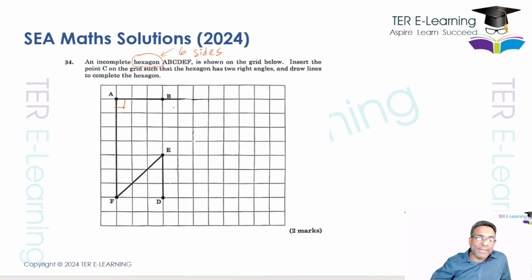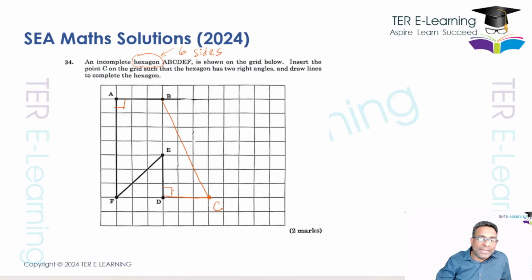So if you want to get the point C, we could put C anywhere along this line actually, right? If I put C here, and I join this here, how many sides do we have there? 1, 2, 3, 4, 5, 6. So that's a 6-sided figure, right?